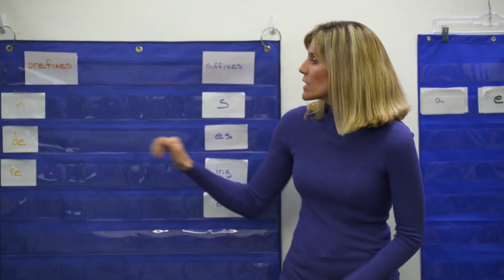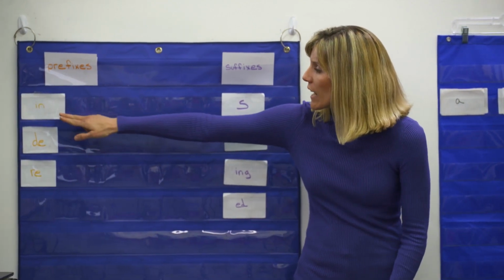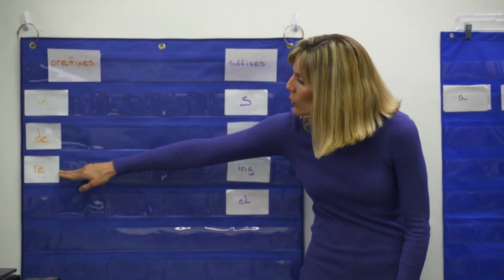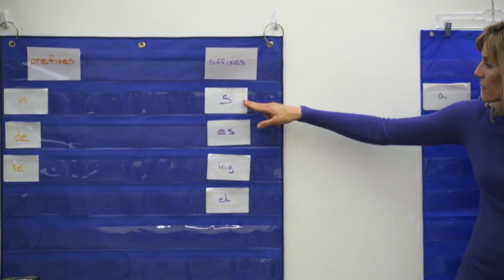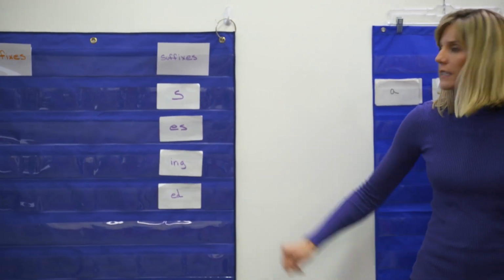Before we begin WordBuilder, we always go over our decoding strategy. And that is circling the prefixes, circling the suffixes, underlining the vowel sounds, and dividing the word into parts, leaving one vowel sound in each word part. Part of that review is going over the prefixes and suffixes that we've learned. Let's just review our prefixes. Go ahead, everybody. In, D, re. And right here, S, ing, ed.